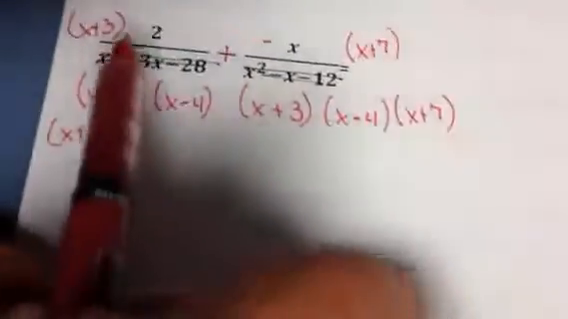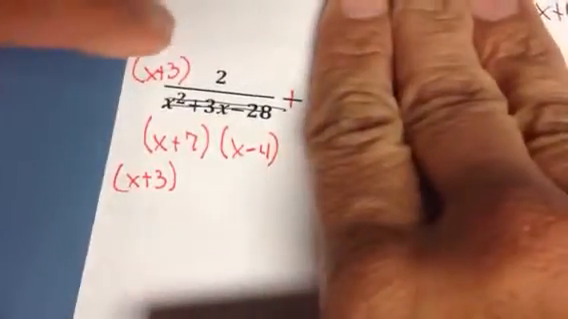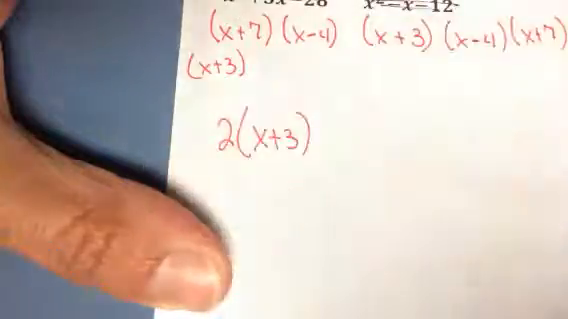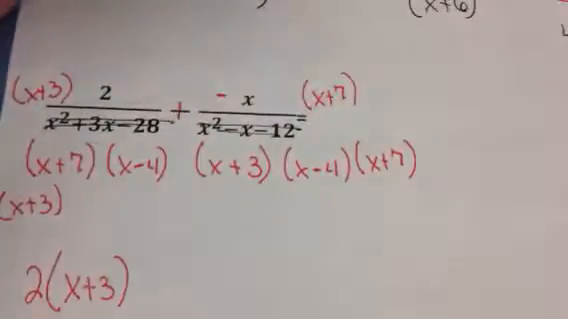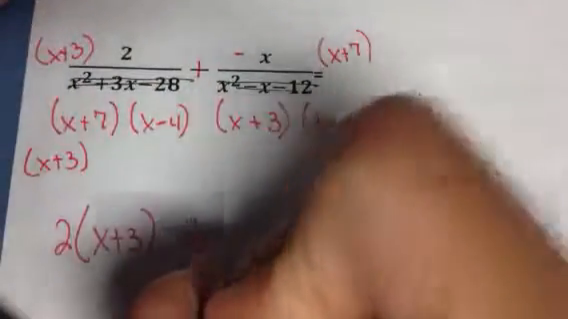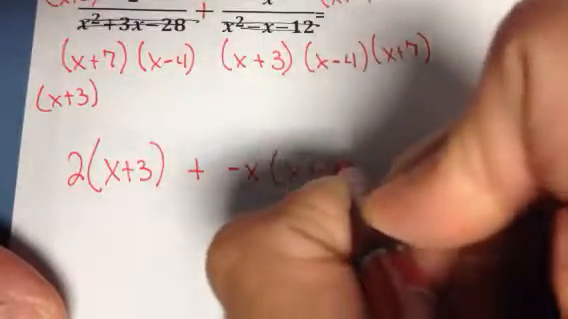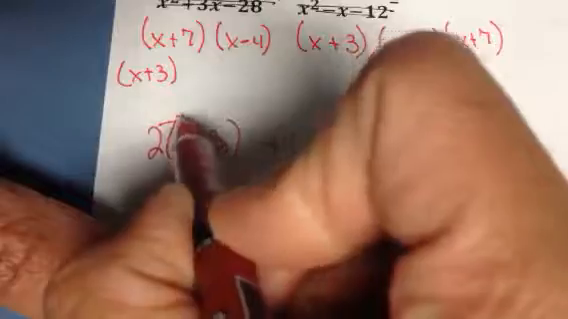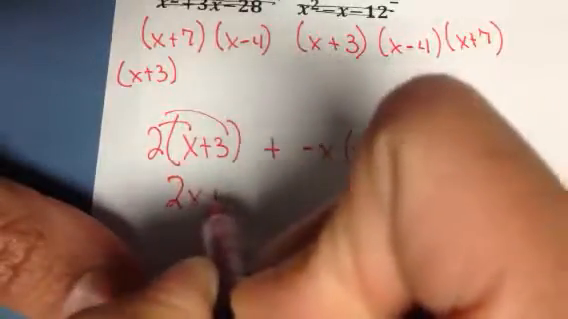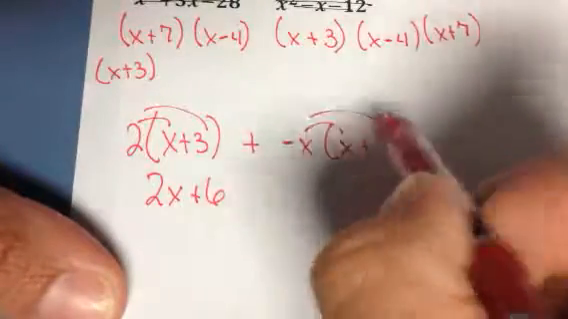Okay, so in this fraction, my numerator is x plus 3 and 2. They're multiplying, so I'm going to put the 2 first. And in this fraction, here's the plus sign connecting them, I have a negative x and an x plus 7. So now it's just lots of multiplying. Distribute. Distribute.